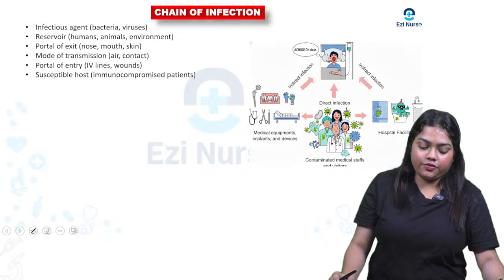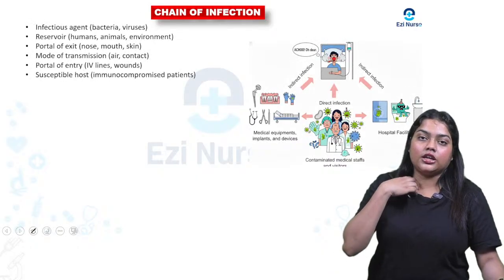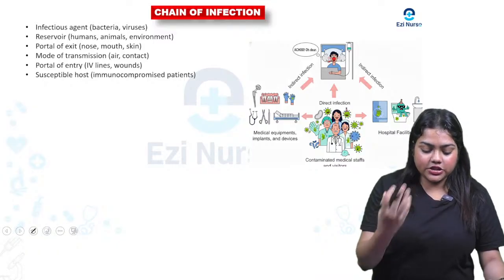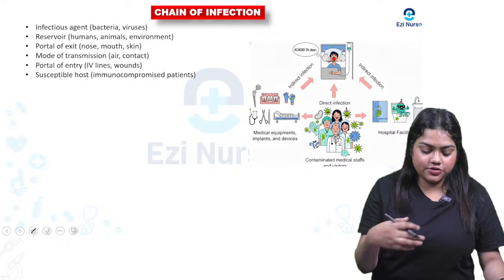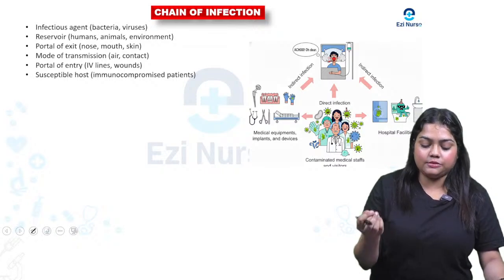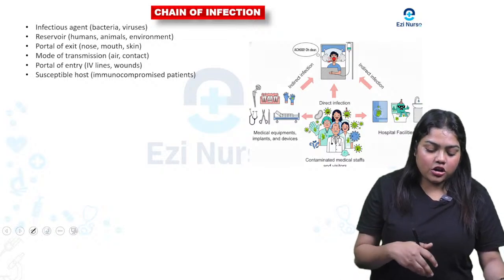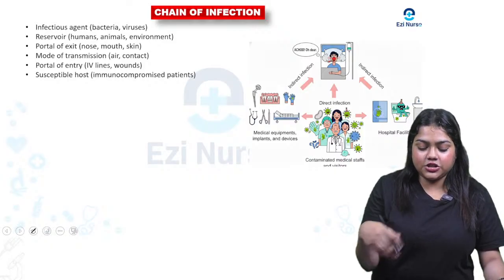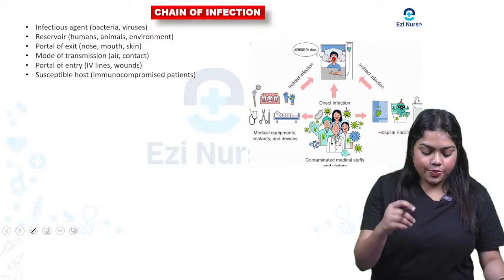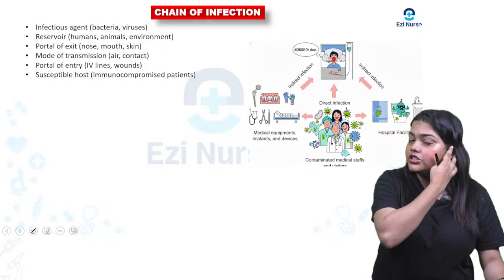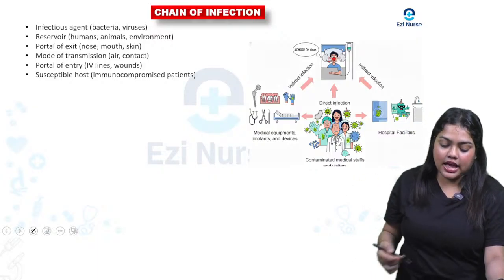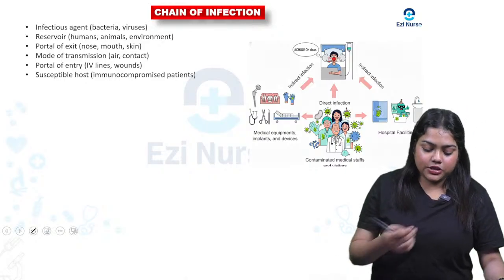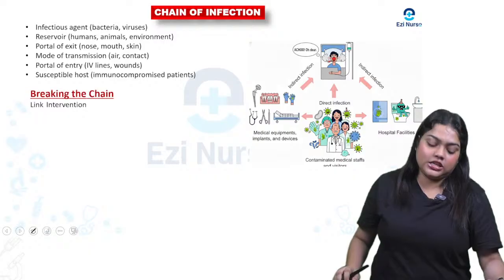Now come to the chain of infection. So we know how infection happens. First, the infectious agent like bacteria and viruses comes to the reservoir: humans, animals or the environment. The portal of exit will be the nose, mouth or skin. Then the mode of transmission will be air or contact. Then the portal of entry is through IV lines or wounds. Okay, and it will enter the susceptible host, which is an immunocompromised patient.